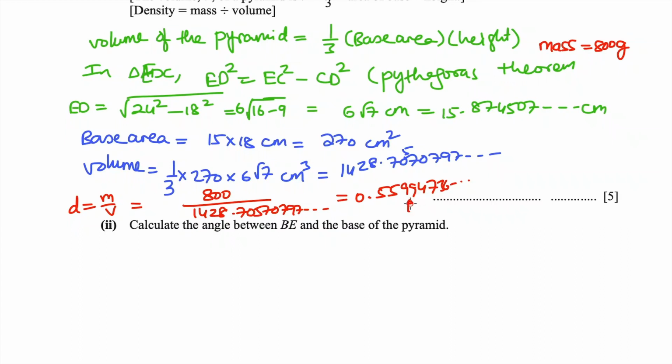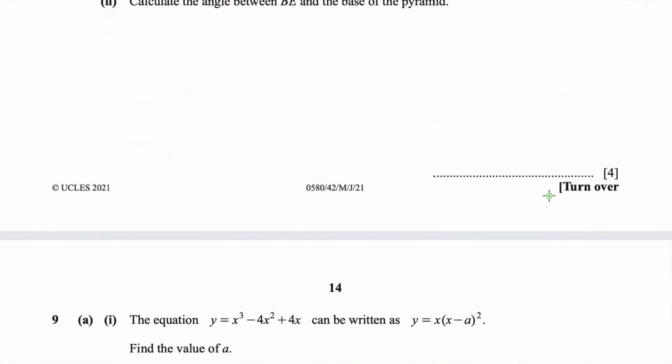So if I cut it to 3 terms, then this would be equal to 0.560 to 3 significant figures, because 9 is greater than 5, it will be 0.560, and so it is in gram per centimeter cube. If you don't mention that unit, I think you'll get 1 mark less. Okay. So the last question.